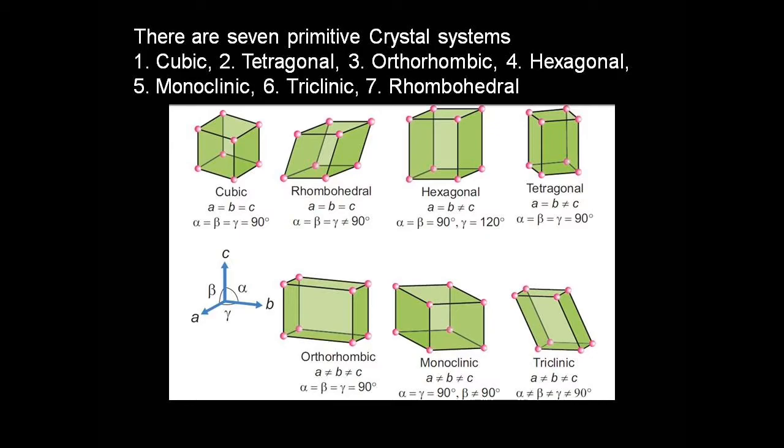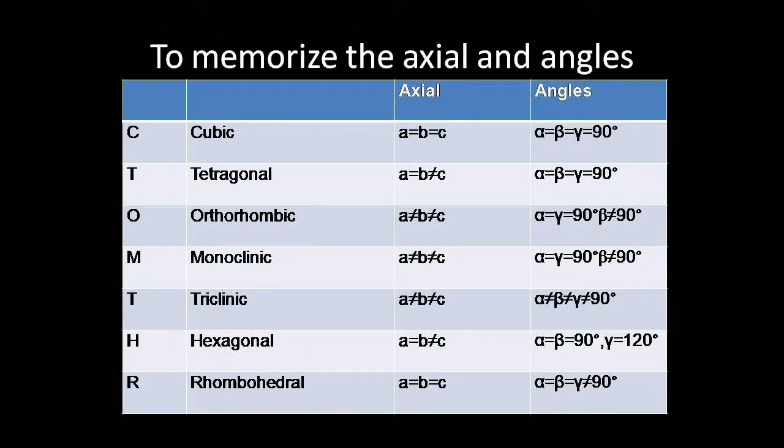There are 7 primitive crystal systems. They are cubic, tetragonal, orthorhombic, hexagonal, monoclinic, triclinic and rhombohedral. To memorize the axial lengths and angles of the 7 primitive systems, we are going to follow one chart. In this chart, see the first column: C, TOM, Tom and TH are there. What does C mean?